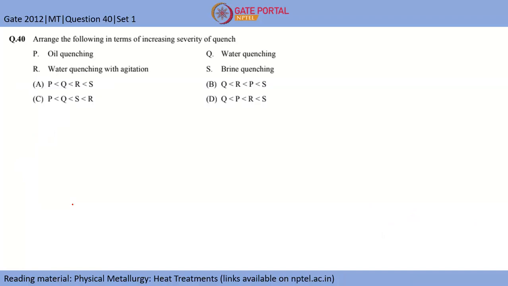This is question number 40, GATE Metallurgical Engineering 2012 question paper. Arrange the following in terms of increasing severity of quench. P is oil quenching, Q is water quenching, R is water quenching with agitation, and S is brine quenching. So we have to arrange these in increasing order of severity of quench.